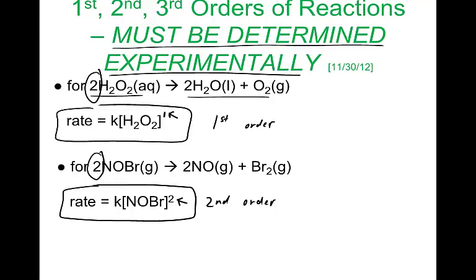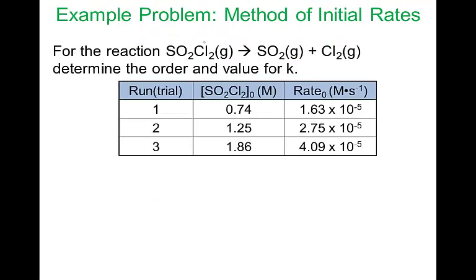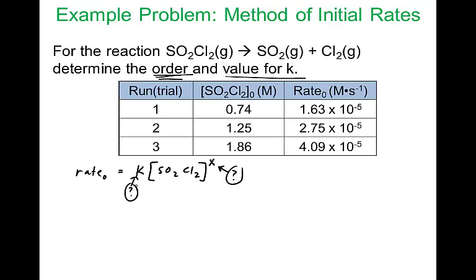So let's take a look at some examples, experimental data. The problem says determine the order and the value of K. So when it says determine the order, we're going to write the reactant, and we're going to put an X here. So when it says determine the order, it's asking what is X. And when it says what's the value of K, obviously it's asking about that. So what you do is, for this reaction, and this one is chapter 12, number 23.